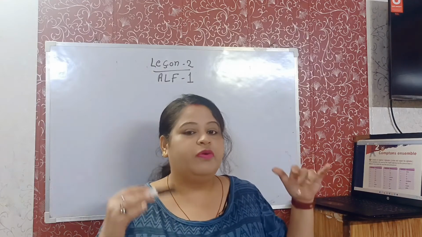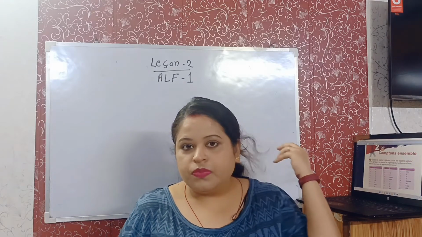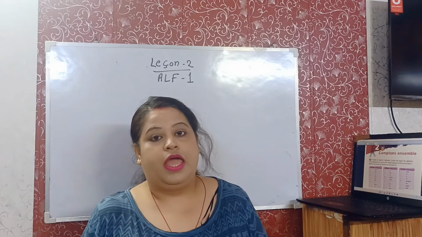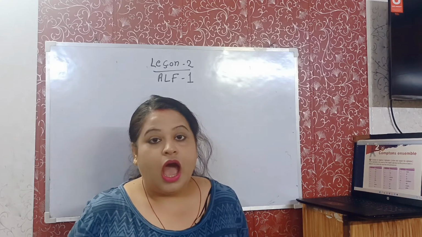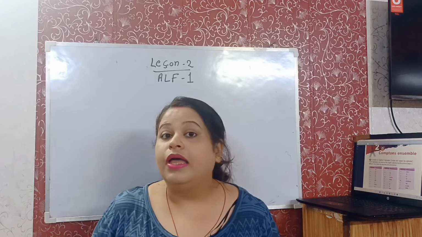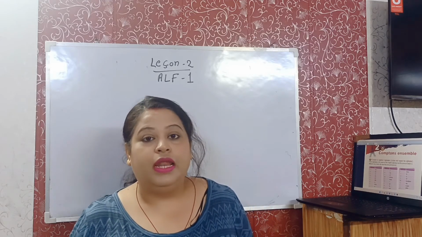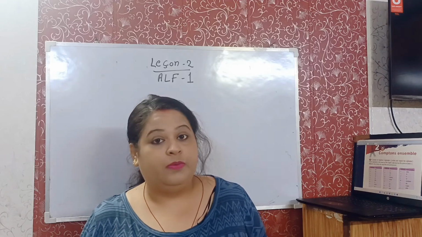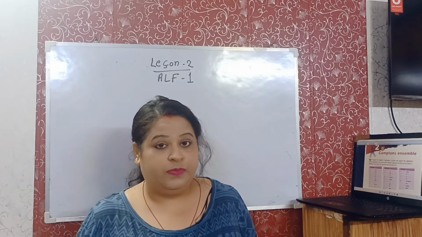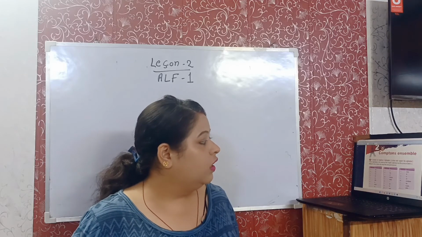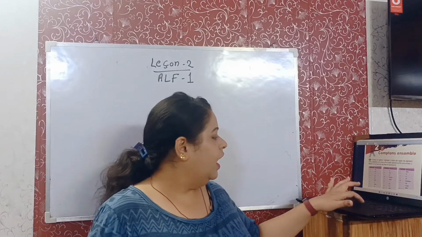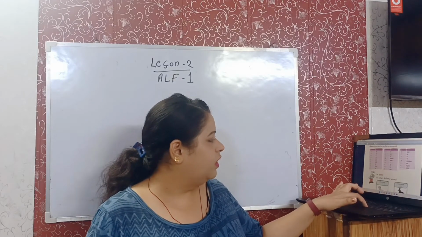Now I am telling all the alphabets together. A B C D E F G H I J K L M N O P Q R S T U V W X Y and Z. Here I have said all the alphabets together.